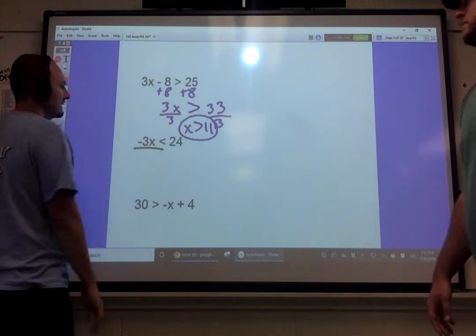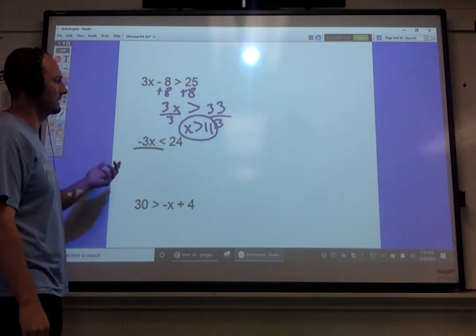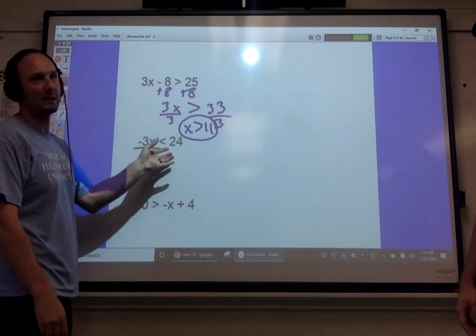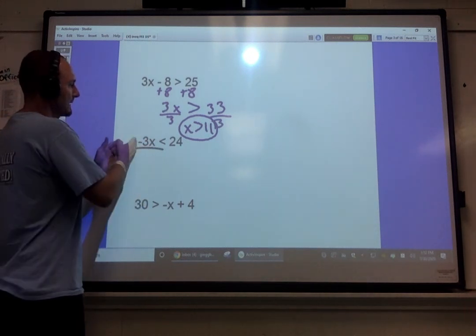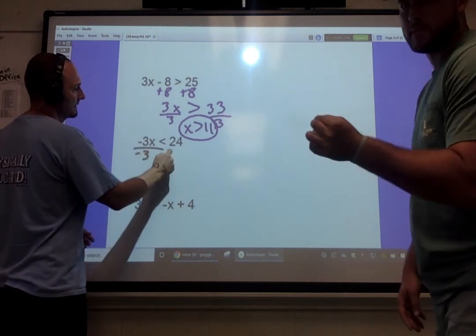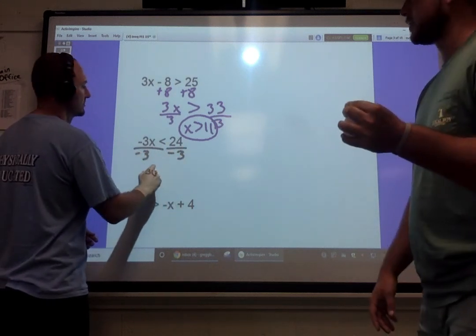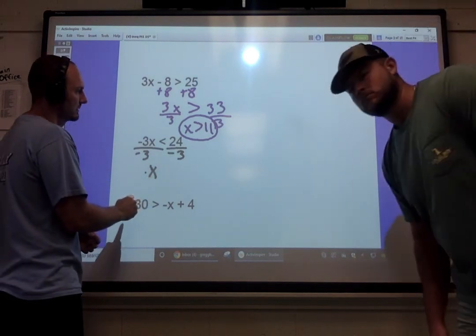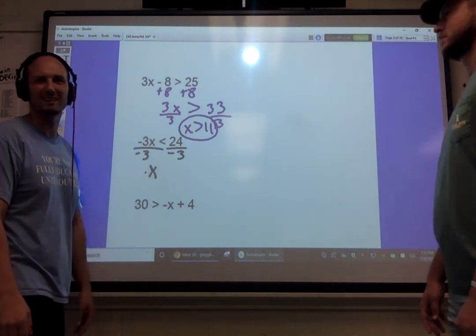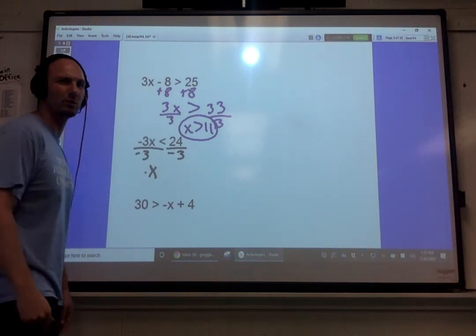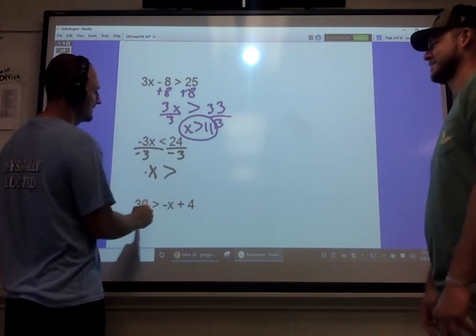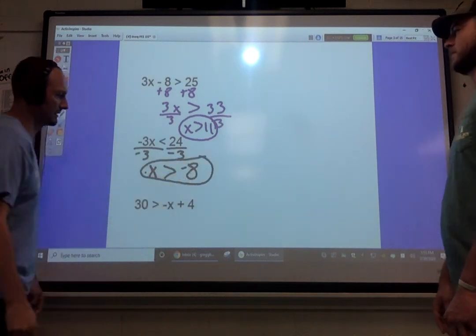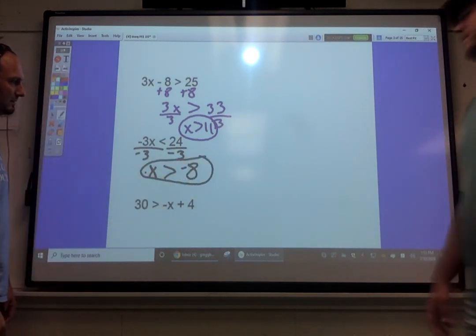Now, here's something I see. If you're still having trouble reading this, it's negative 3 times x. I have a lot of students who like to add 3 here still for some reason. Negative 3 times x. If that number is right beside a letter, that means multiplication. Did I divide by a negative? Flip it. Yeah, flip it. Negative 8. X is greater than negative 8.